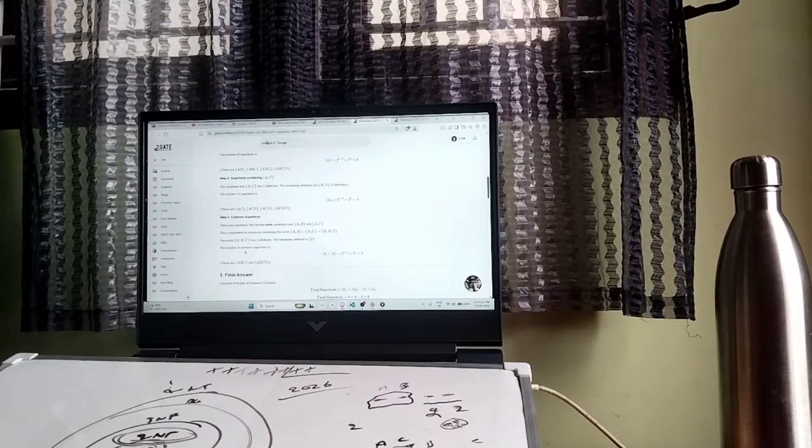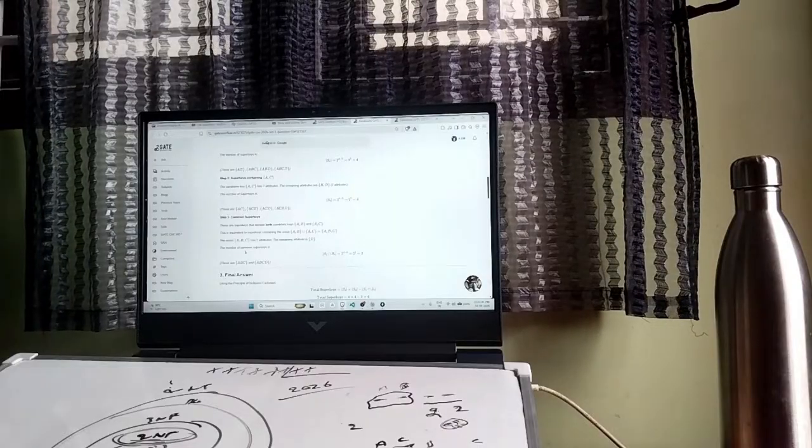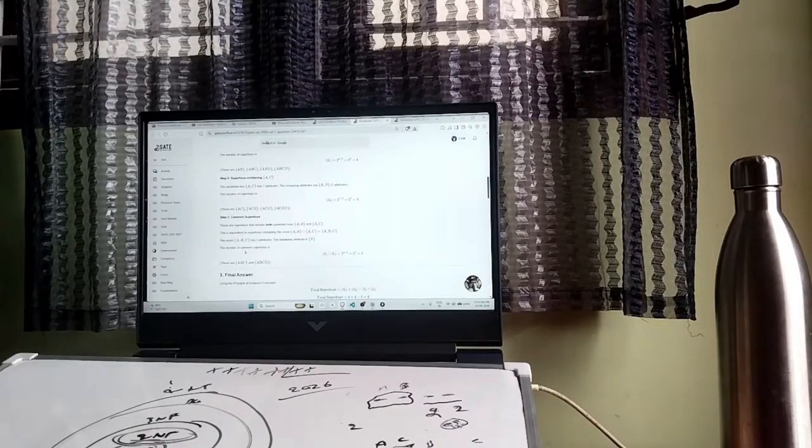Here the common super key can be... let me not cancel out all terms. Common super key. Okay, let me check the question.